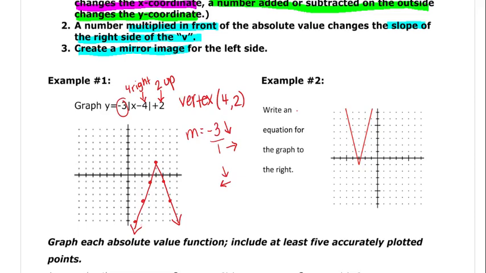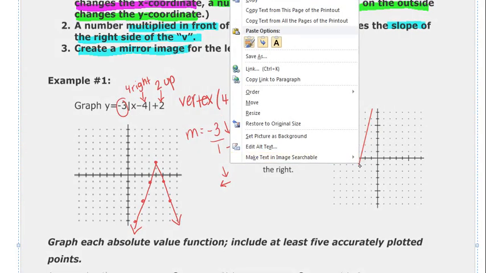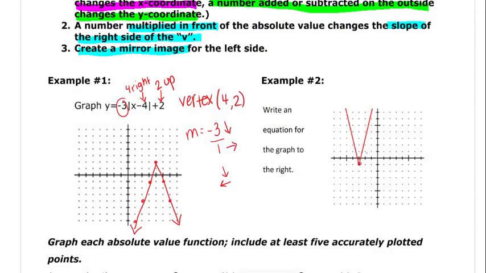Now I can also give you a graph, and you have to write an equation. So the first step is still going to be to figure out the new vertex, and that's going to tell you, hey, maybe there's something added or subtracted on the inside of the absolute value, and then added or subtracted on the outside of the absolute value. And after that, we're going to look to see if the slope was changed, and we're going to stick that number out front. So here, our vertex is (-3, -1).